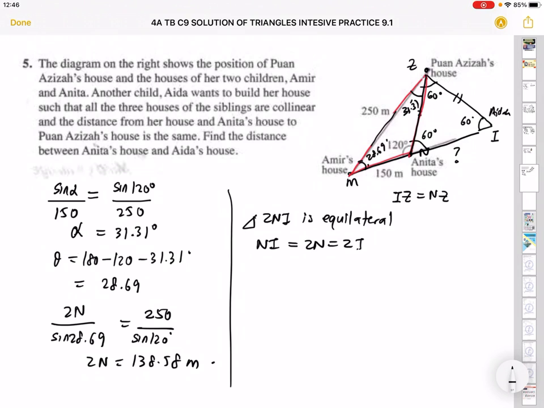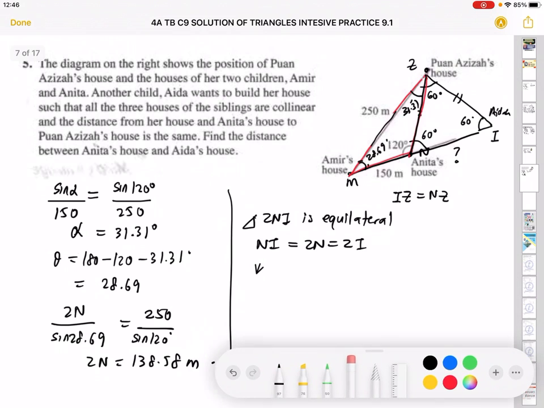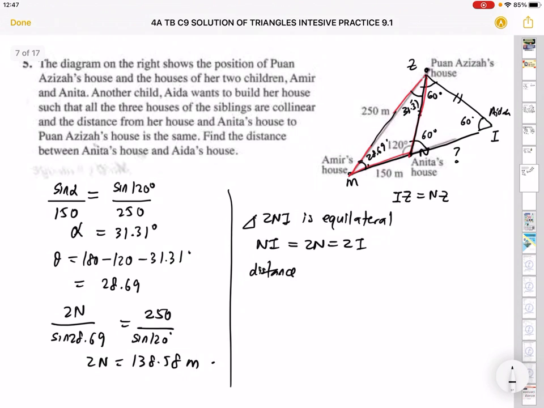So you're finding the distance between Anita and Ida, which is NI. Should I just write NI here? Distance NI must be the same as ZN, 138.58 meters. All right. Okay, that's the end for this practice.